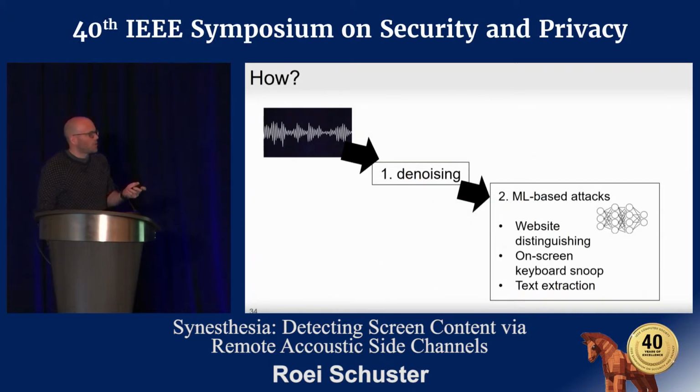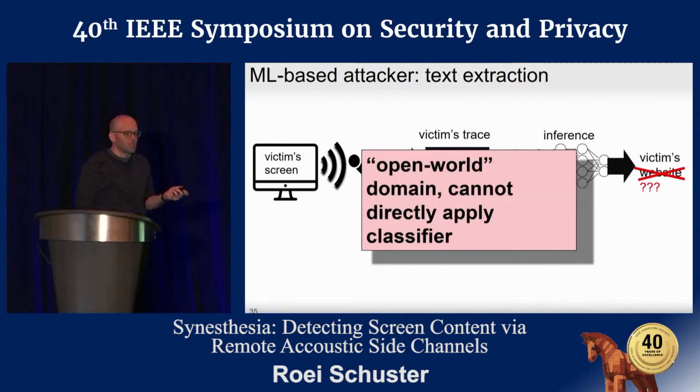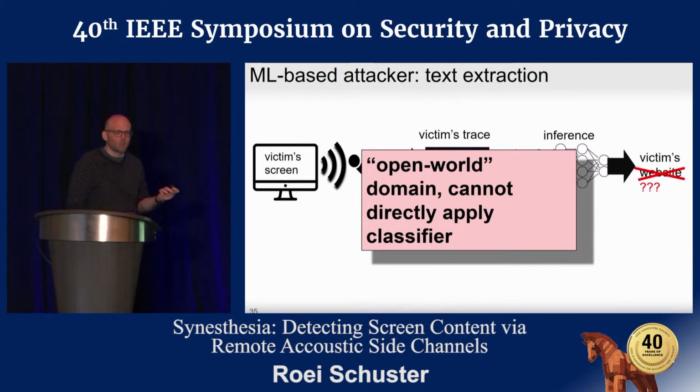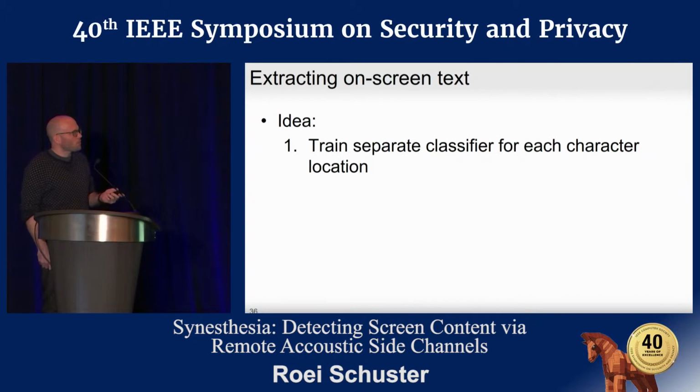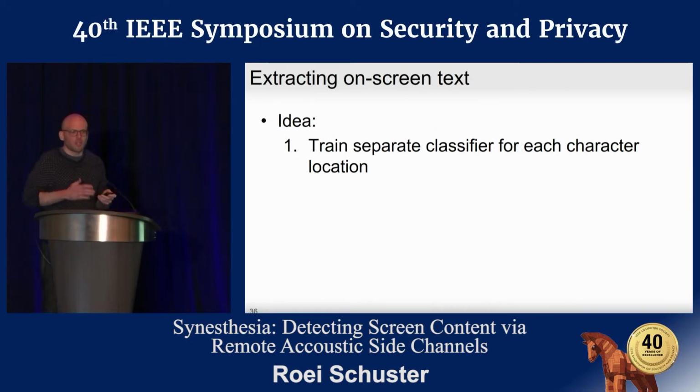Okay, now I'm going to talk about the text extraction attack. So for text extraction, we can't directly apply a classifier because we don't exactly know what the classifier will output. It's an open world problem, so we need a generator. We need something more sophisticated. But what we did was we assumed that every character in the text is in a specific location, and we trained a separate classifier for each location, which required us to chop the signal up to contain just a portion of the signal for the classifier training.